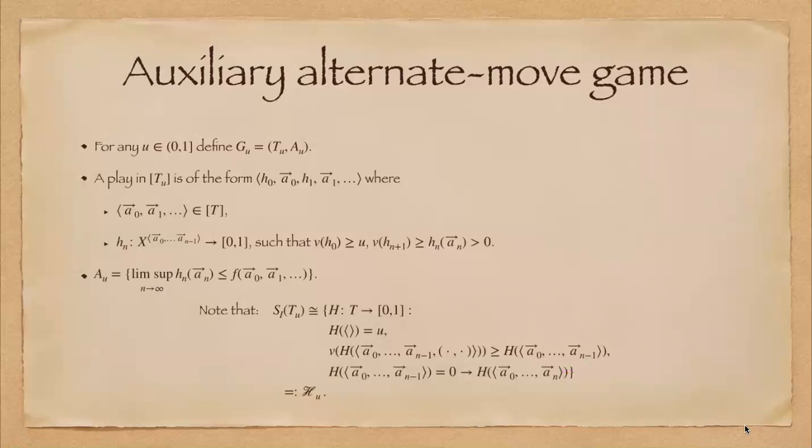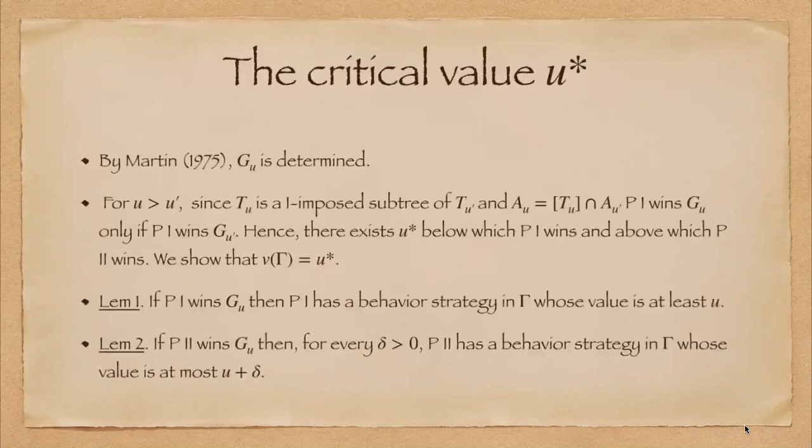Now I'm going to continue. So it's important to have this game in mind. Now, as I said, there is a certain parameter u, and I'm going to show you that there is a certain critical u, which is going to be the value of the game, of the Blackwell game.